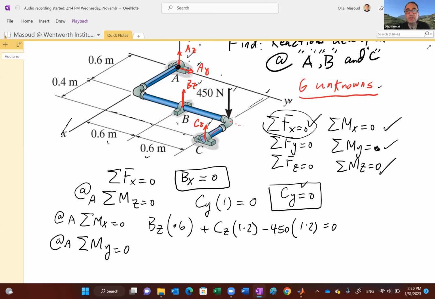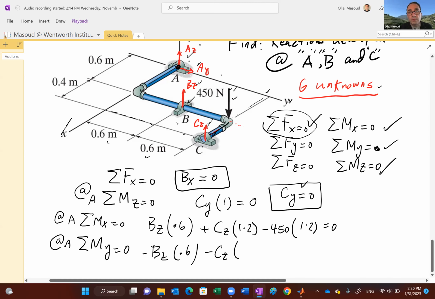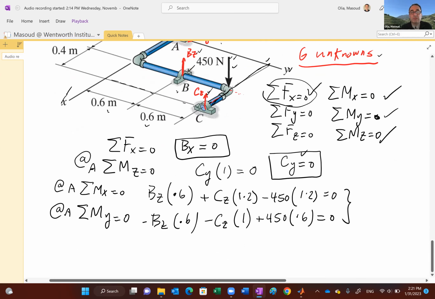Taking moment about the y-axis, these three forces have moment about the y-axis. The moment of B sub z about the y-axis is going to be negative based on the right-hand rule: B sub z times 0.6, negative. C sub z is also negative: 0.4 plus 0.6. And then finally, the 450 goes positive based on the rotation it generates, right-hand rule: 450 times 0.6, equals 0. Look, two equations, two unknowns. Just do a simple substitution or elimination, whatever you like.